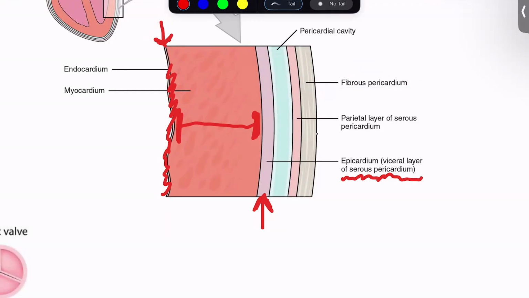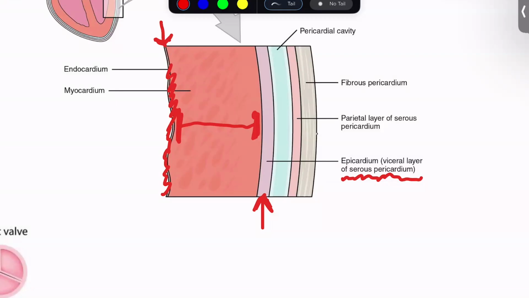Okay, then we've got our parietal layer. So that's this next little area right here. And so that lines the inside of the fibrous pericardium, but it produces serous fluid. And remember, that reduces friction. Then we have our visceral layer, like we talked about, and then we have the pericardial cavity. And so that's actually the space between the visceral and the parietal layer of our pericardium.